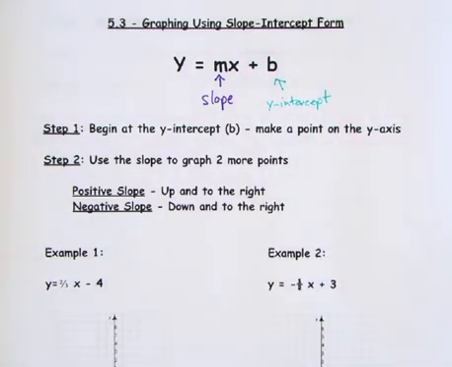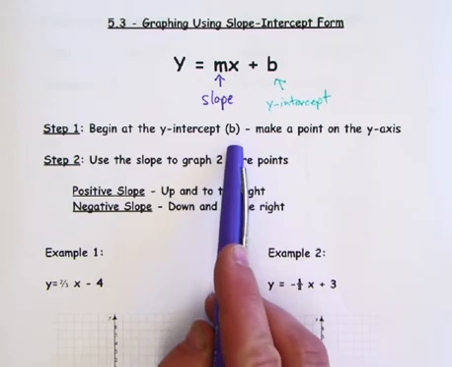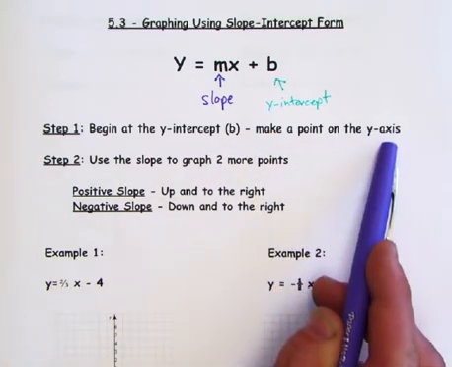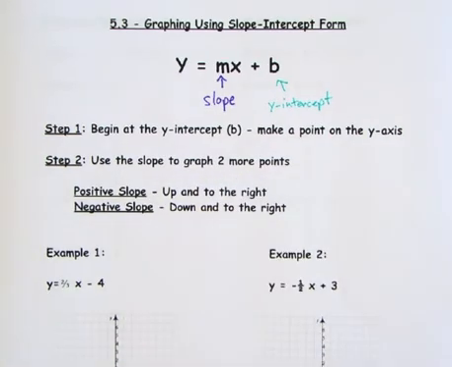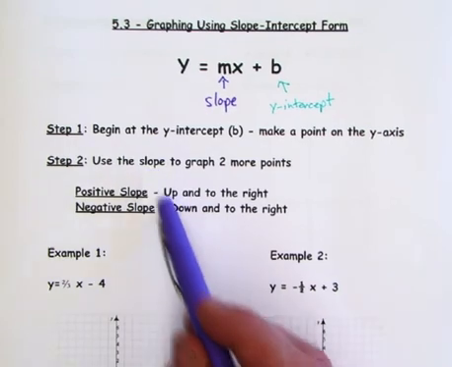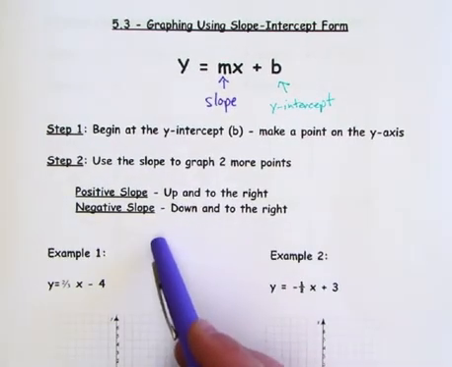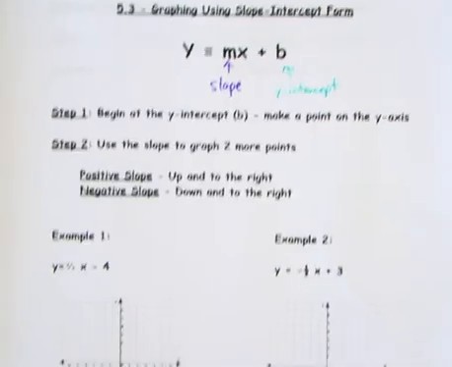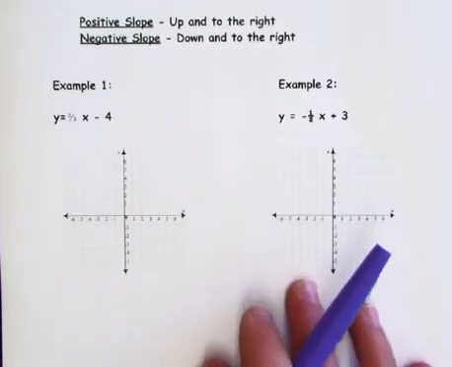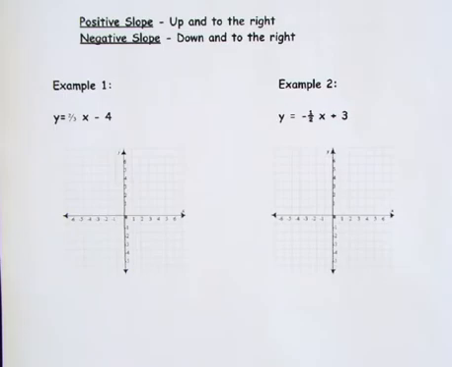So when we're trying to graph using slope-intercept form, there's two steps. The first is to begin at the y-intercept, which is b, and make a point on the y-axis. The second is then to use the slope to graph two more points. Quick reminder, positive slope goes up and to the right, negative slope goes down to the right, zero slope goes horizontally, and up and down is undefined. So let's look at two examples of how we could do this.